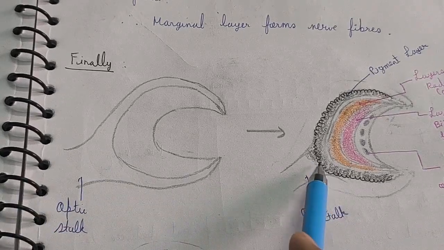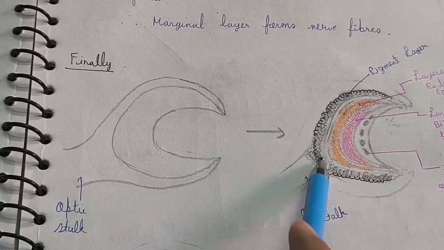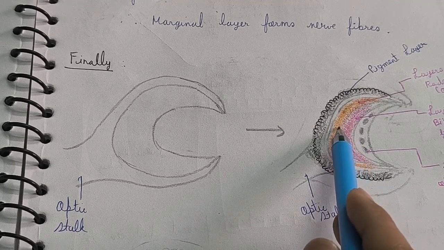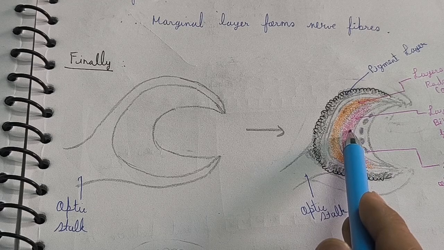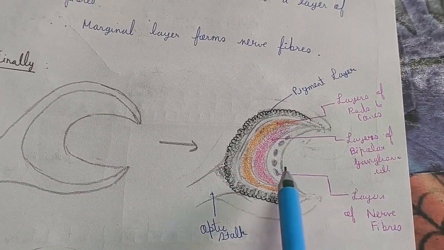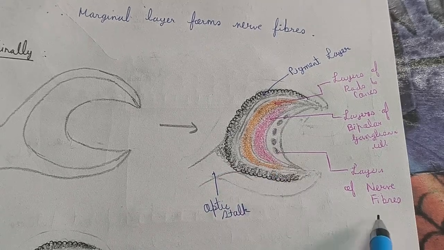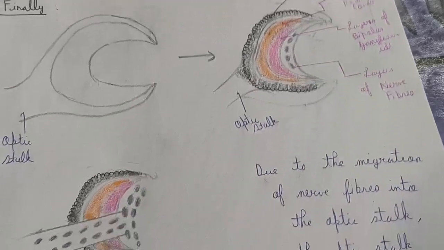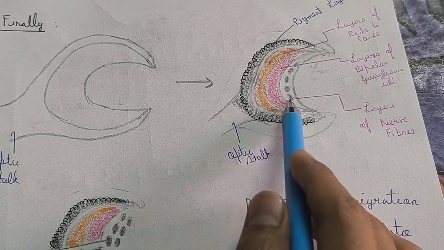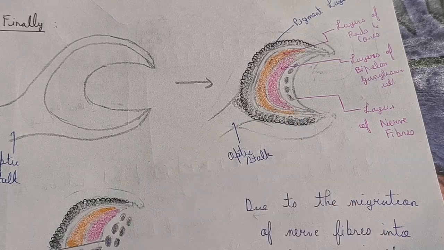So now here you can see that the pigmented layer is formed by this outer layer, and this inner nervous layer forms the layers of rods and cones, and the layers of bipolar and ganglionic cells, and this marginal layer forms the layers of nerve fibers. Now here initially you can see the optic stalk, and these are the layers of nerve fibers.